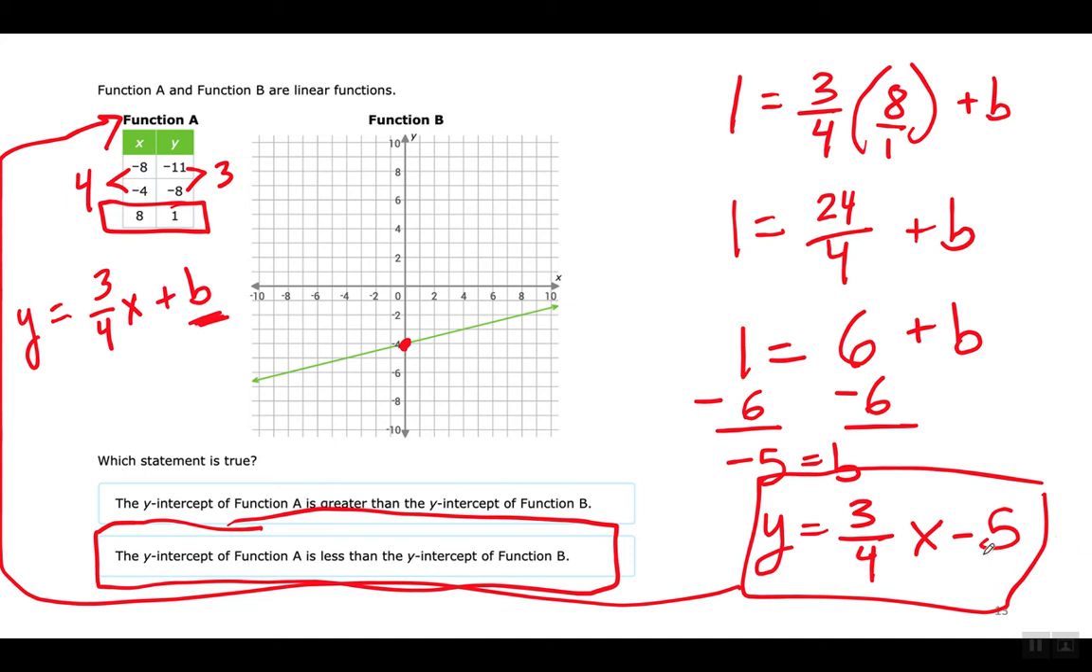Okay? Para función A, el Y-intercept es negativo 5 y eso es menos que el Y-intercept de función B, que es negativo 4. Así que la respuesta correcta es el Y-intercept de función A es menos que el Y-intercept de función B.